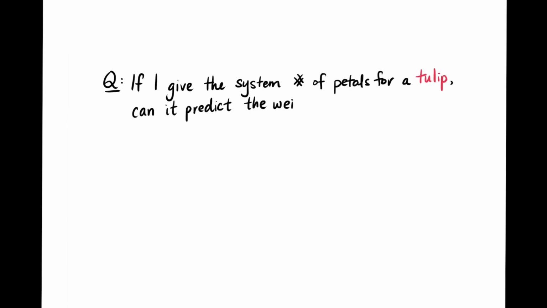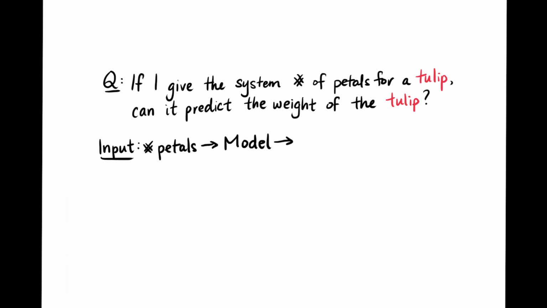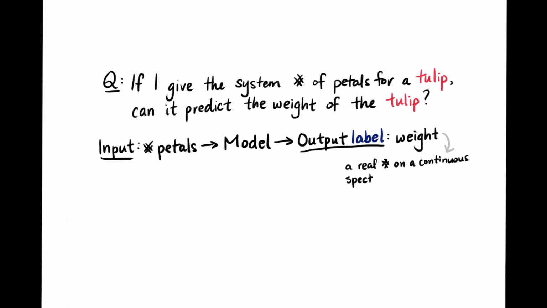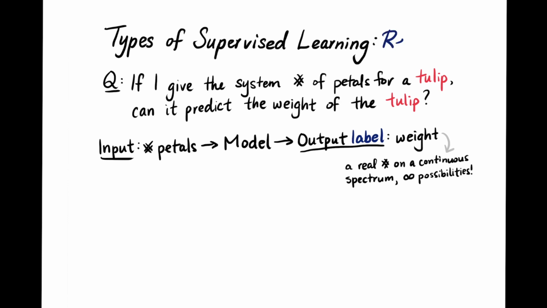But let's say we want to train a model to answer a different question. If I tell the new system the number of petals a tulip has, I now want it to predict how much that tulip weighs. The input for this model is the number of petals, and the label is the weight of the tulip. In this case, we're not trying to put the input in one of a discrete number of categories, but rather predict a real number on a continuous spectrum. Instead of classification, this is called a regression problem.